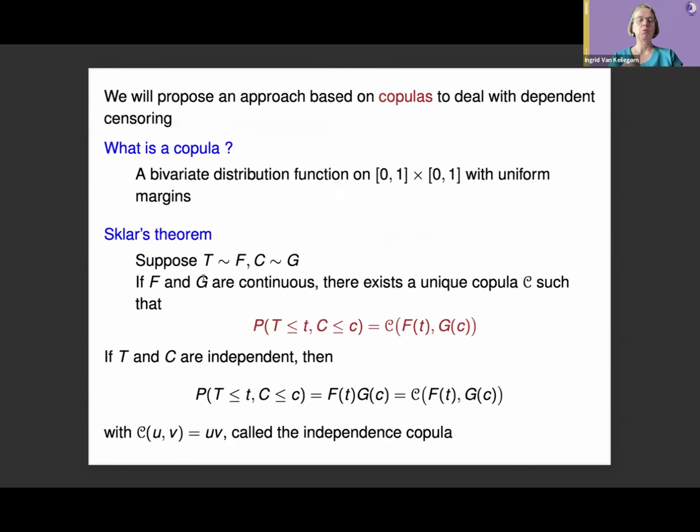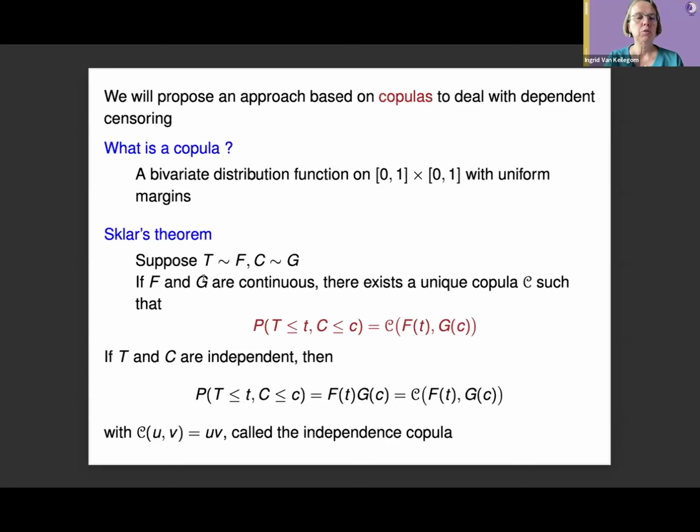Okay, so now what are possible approaches to handle dependent censoring? Well, there are several approaches, but I will focus here on an approach based on copulas. Now, very quickly, what is a copula? So it's a bivariate distribution that is defined on the unit square and that has uniform margins. That's the definition. And why are copulas useful?